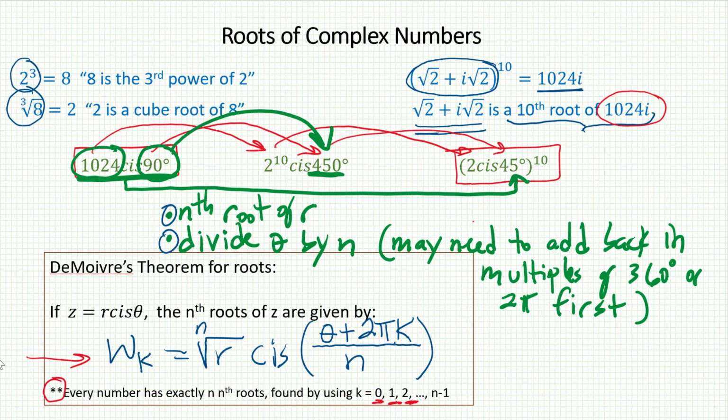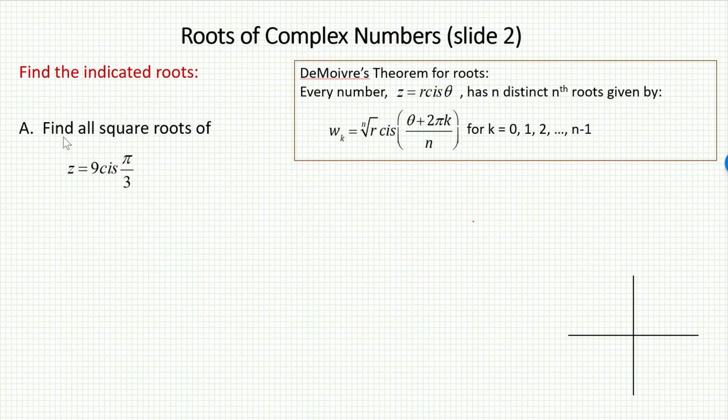Let's take a look at an example problem. Okay, so we want to find all the square roots of this complex number, 9 cis pi over 3. First off, how many answers are we going to get? Well, remember, every number has n nth roots. So there are 2 square roots. Our n is 2 in this problem. I will have 2 answers, and I can find them both using this formula by plugging in the first 2 values for k. I know I'm going to be stopping at k equals 1 because I always stop at n take away 1. My n is 2. 2 take away 1 is 1.